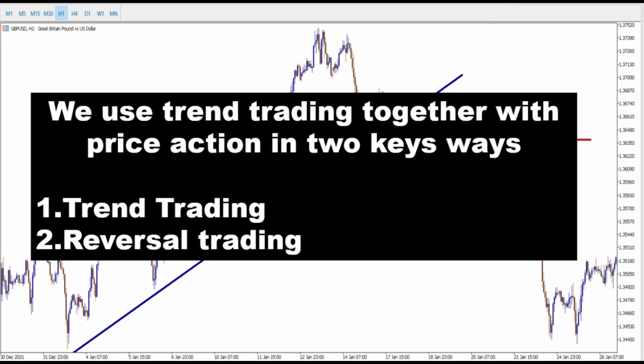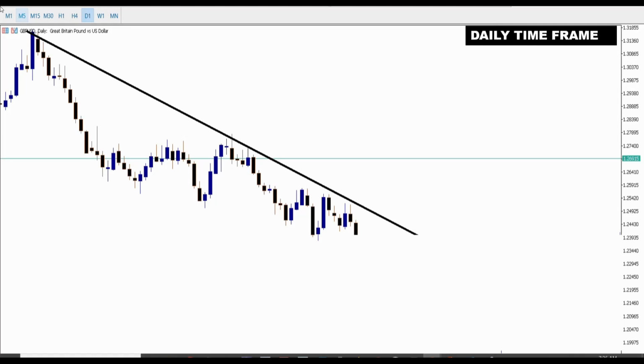Let's go to the chart for a better understanding. Please note we use trend lines in combination with price action in two key ways. The first is for trend trading, and the second is for reversal trading. We would explain this with a multi-time frame. Now let's use the daily time frame first as our higher time frame.